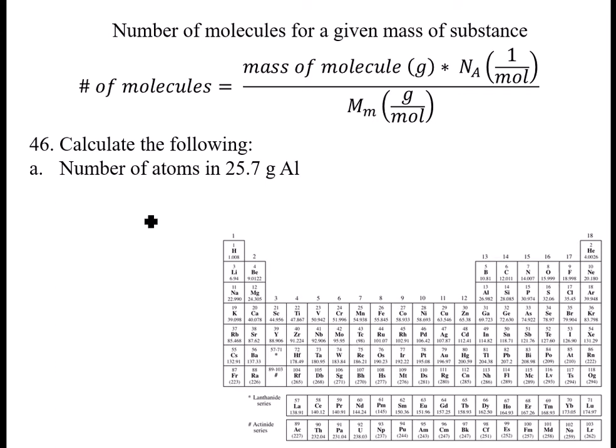Okay, part 3 of this series with the mole concept is probably the hardest of all of them. It's to calculate the number of molecules that you see given a mass of a molecule, atom, ion, whatever. The formula is the mass of the molecule times Avogadro's number, that's 6.02 times 10 to the 23rd, divided by the molar mass of whatever it's asking for. So it wants the number of atoms in 25.7 grams of aluminum.